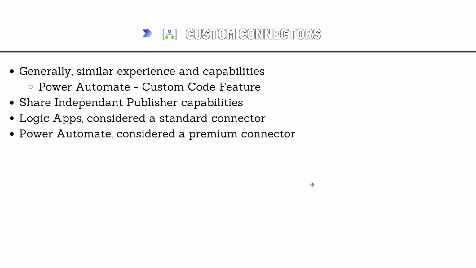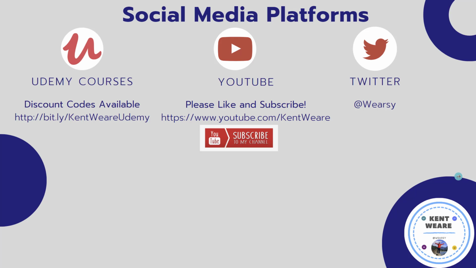Now, if we think about the independent publisher program, this is something that is shared in terms of the connectors that are available. If someone publishes their connector as an independent publisher, you should be able to find it in Power Automate and Logic Apps. Now, one nuance is that Logic Apps does consider a custom connector a standard connector. So once again, you would get metered per action, versus on the Power Automate side of things, it is considered a premium connector. And so that goes back to how you would want to license it from that perspective.